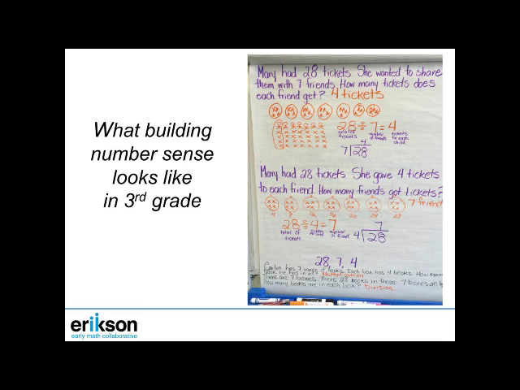Right. And those two problems, we took like 35 minutes just solving those problems. Right. And it seems like a long time, but we have very good conversations about why it works on the top when we do it this way, when it's 28 divided by 7, and why I cannot write the same number model for the second problem.